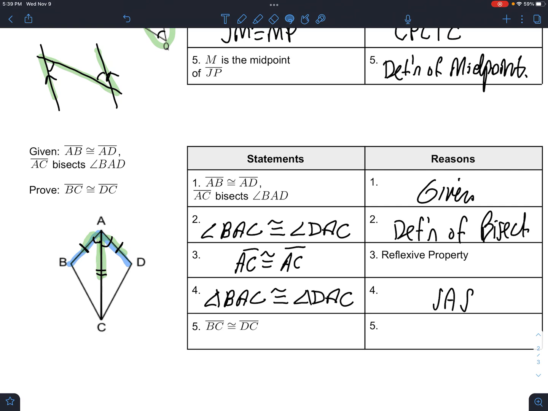Awesome. But why should you believe that BC and DC are the same? There's no markings. Why should they be equal? Well, the triangles are equal. So all the sides of the triangles are equal to each other. So of course, it should be equal. And the reasoning is corresponding parts of congruent triangles are congruent.